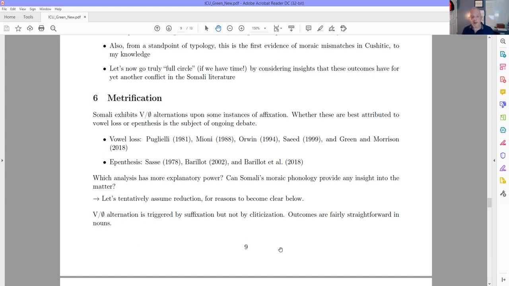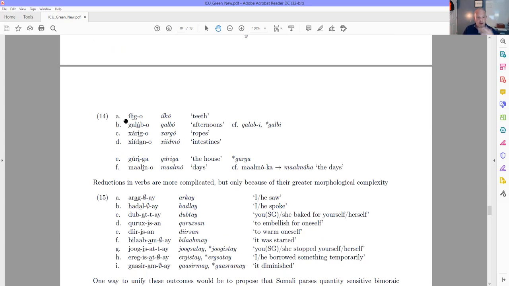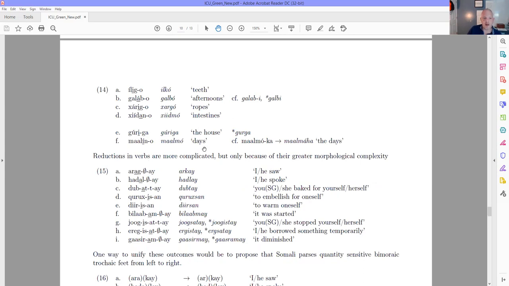So one of the things about vowel-zero alternation is that it's triggered by suffixation and not cliticization. So there are some fairly straightforward outcomes in nouns. Here in 14, we see that ilig plus o, which is the plural, gives iliko, and galab plus o gives galbo. However, with the so-called subject marker clitic, we get galabi, but not galbi. So there's a connection between the type of morphological operation that occurs and the outcome. Same thing for the definite determiner, argued to be a clitic: we get guriga and not gurga. But this is widespread across different word shapes.